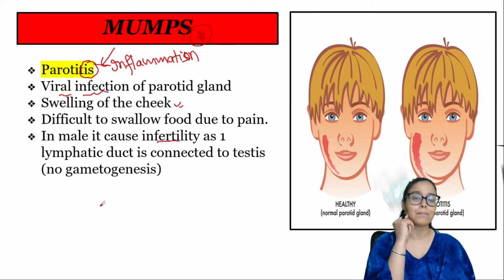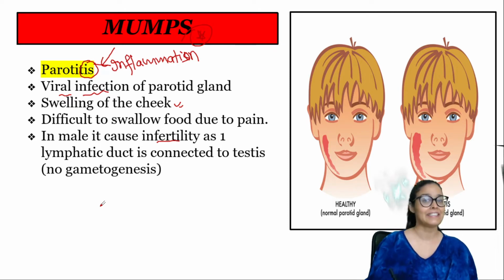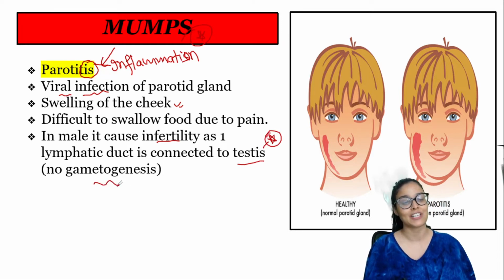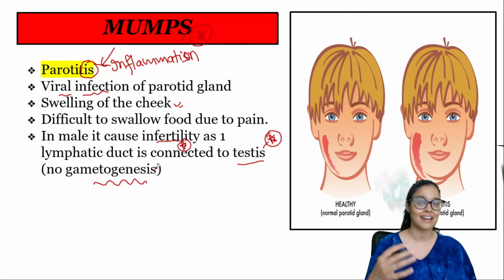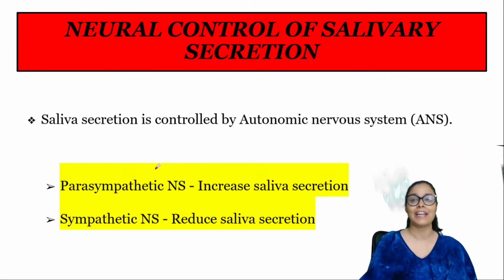Because the lymphatic duct is connected to the parotid gland, and the same lymphatic duct enters the testes, that infection enters the testes via the lymphatic duct and causes no spermatogenesis, and hence infertility in males. So the parotid is dangerous, right? It can damage the testes also, and no sperm formation will happen.